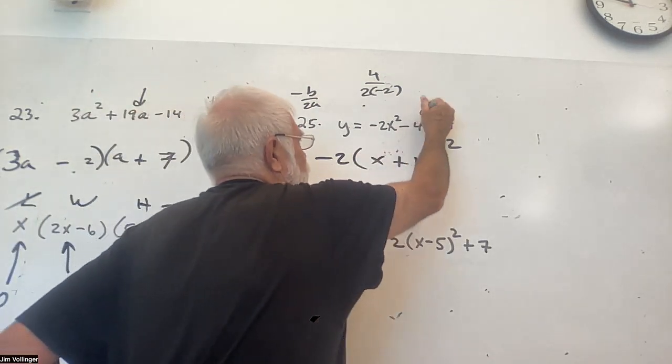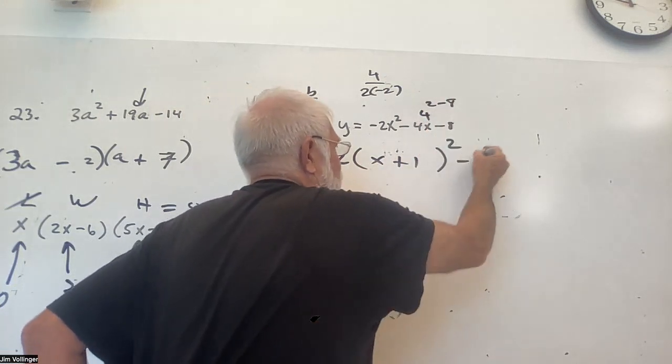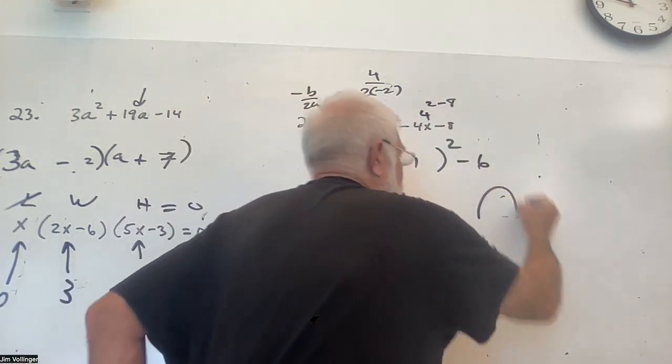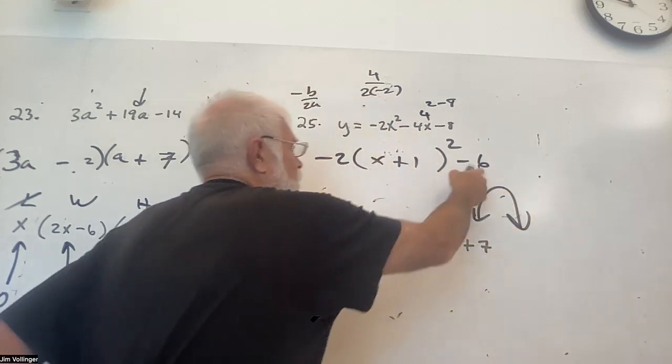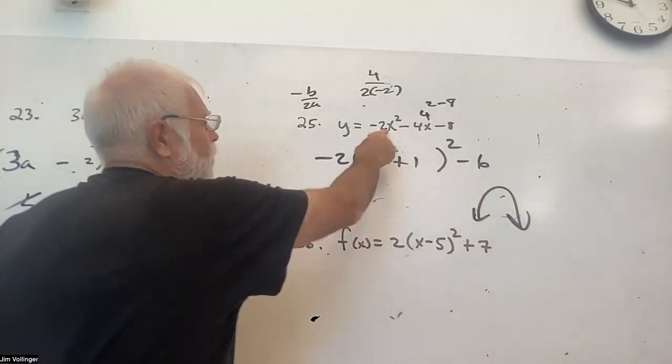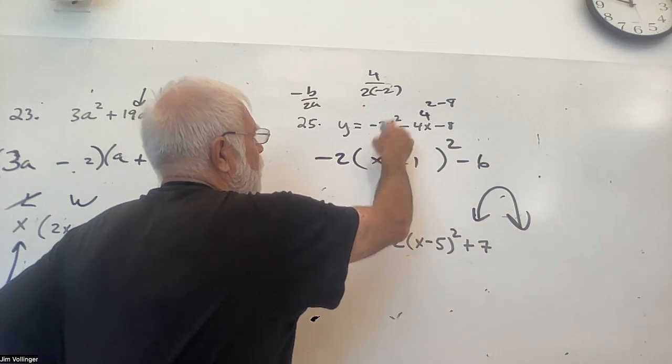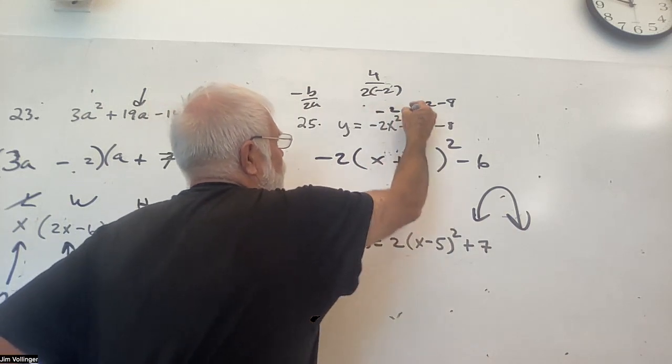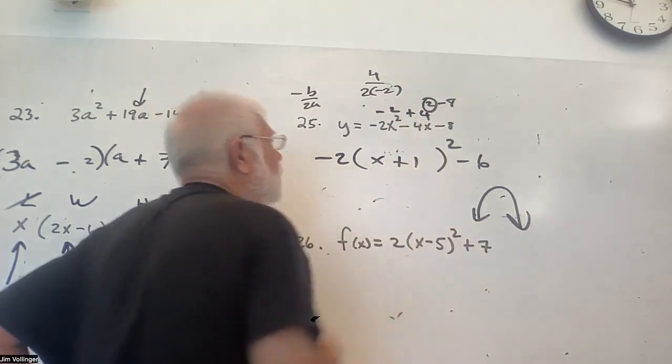Minus 1 times 4 is 4. I'll cut it in half. Subtract 8 minus 6. So this is a cup shape down with a vertex of negative 1, negative 6. Now, obviously, I need to put negative 1 in here, but that's negative 2. What's negative 2 plus 4? I took the shortcut. All right.